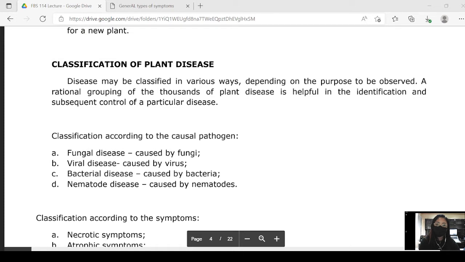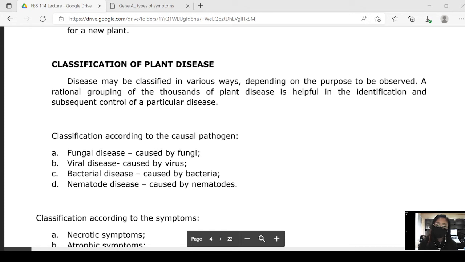So, disease may be classified in various ways, depending on the purpose to be observed. We have classification according to the causal pathogen, or which pathogen causes the disease. Like fungal disease when it is caused by fungi, viral which is caused by virus. A virus needs a host, for example a host plant, to be able to carry out its role. It is more dependent on the host compared to other types of pathogen.